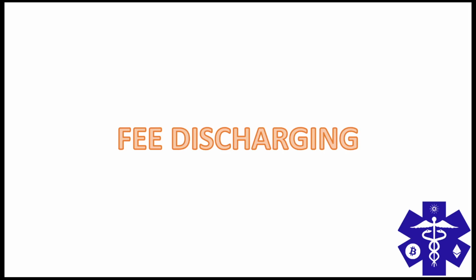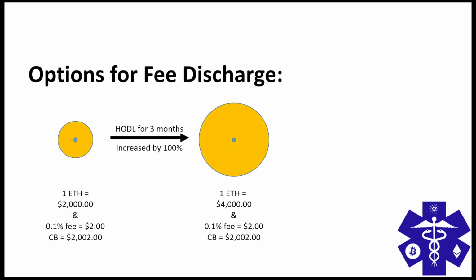Well, as you saw at the beginning, when I purchased the 1 ETH, I had a $2 fee because 1 ETH was worth $2,000. And I added that fee to my cost basis. What I mean by discharging the fee is that I want to take out the fee from the cost basis when I sell either the whole ETH or a portion of the ETH, and subtract that from my capital gain or capital loss.